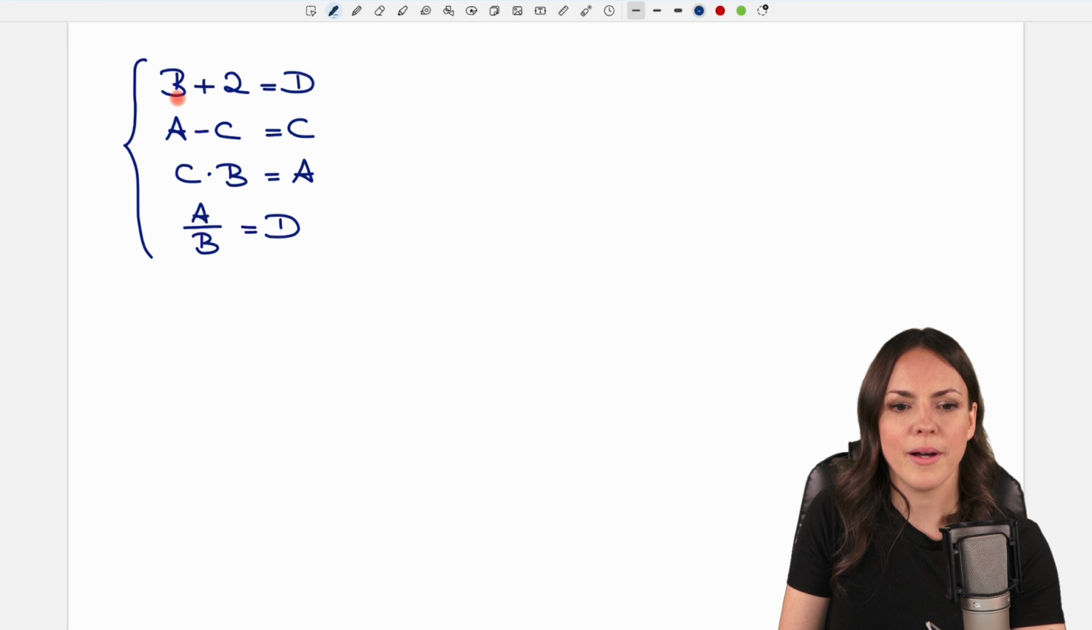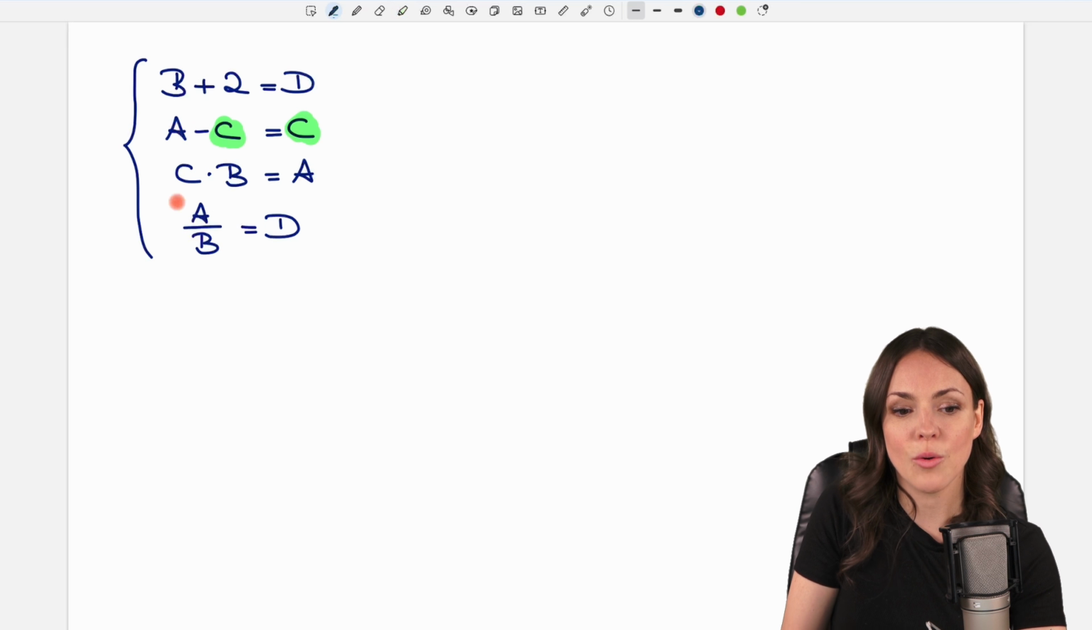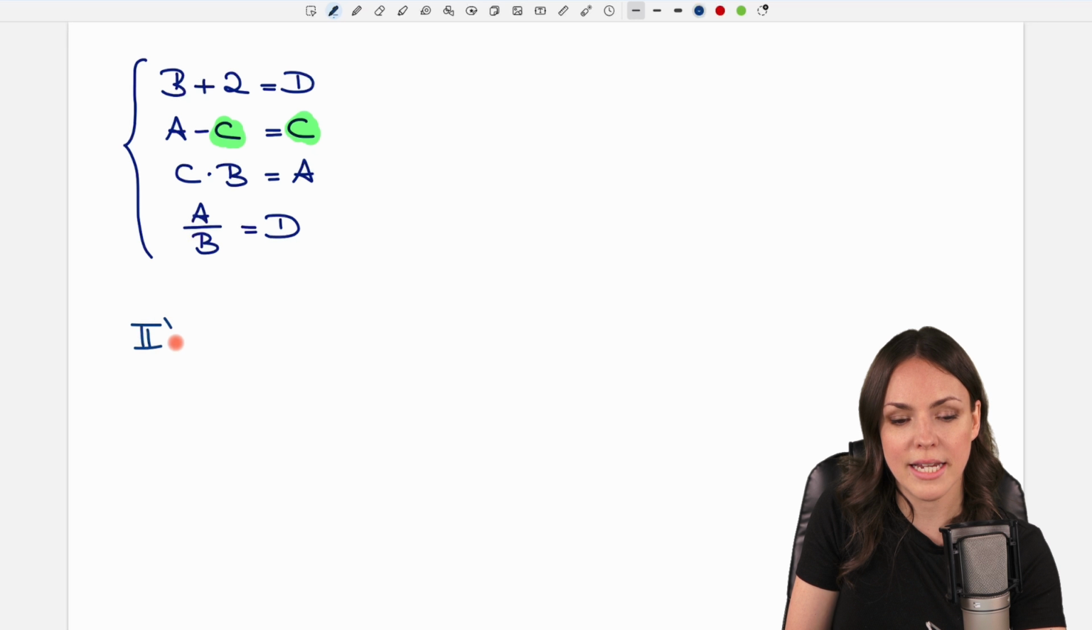Maybe we start by simplifying each equation first, if possible. The first equation looks okay like this. I don't want to simplify anything here. But in the second equation, for example, I have C on the left side and on the right side. So I could simplify the second equation.